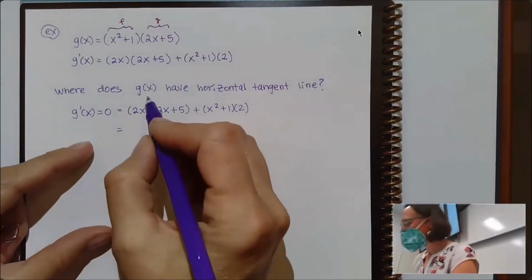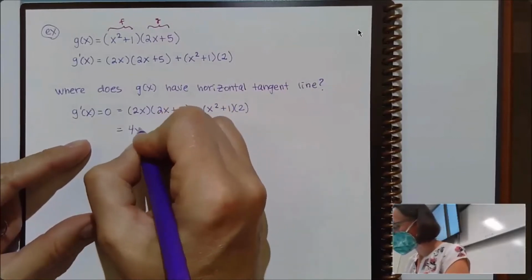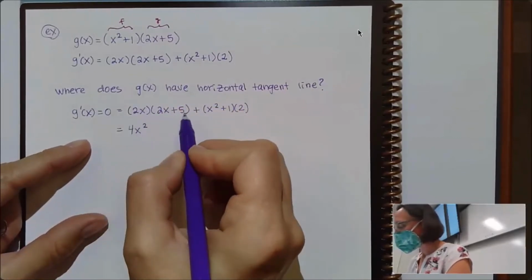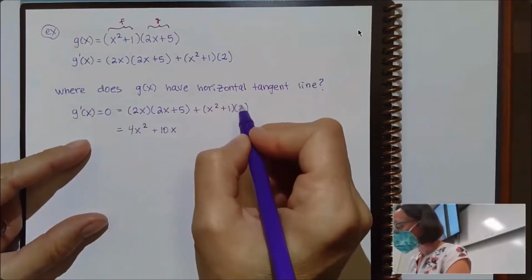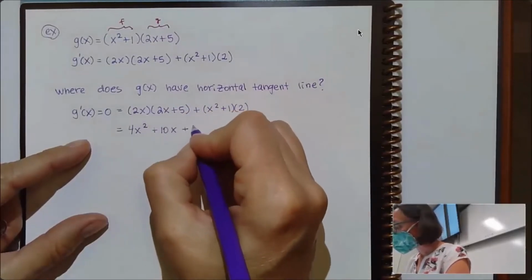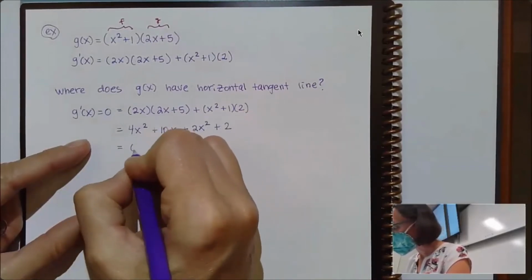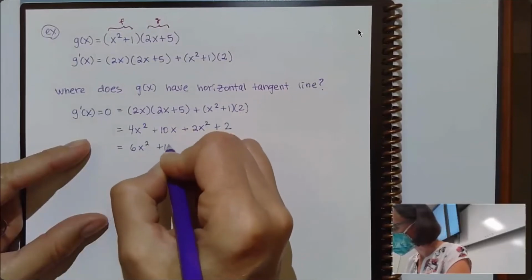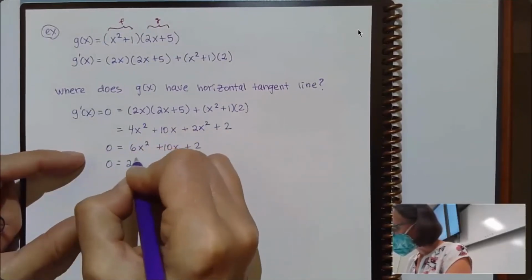So if I do this and distribute everything out, 2x times 2x, that's a 4x squared. 2x times 5, that's 10x. This 2 would get distributed in, so I'd have plus 2x squared and plus 2. Putting that together, I've got 6x squared plus 10x plus 2. I can factor a 2 out.